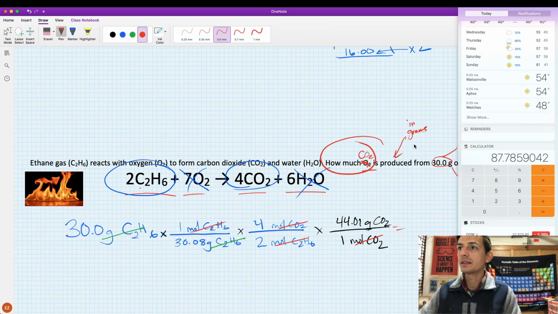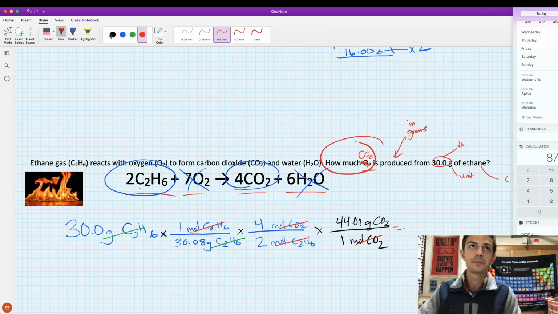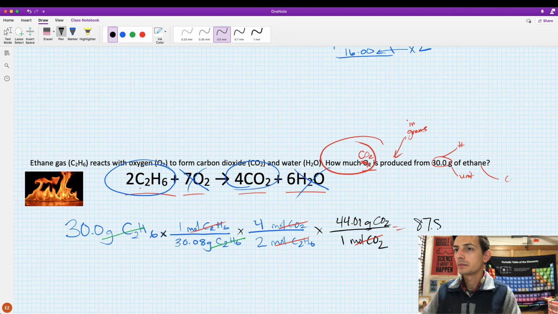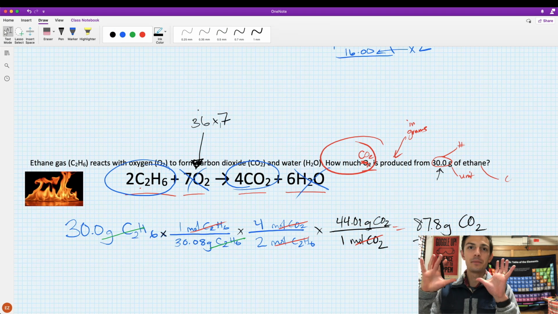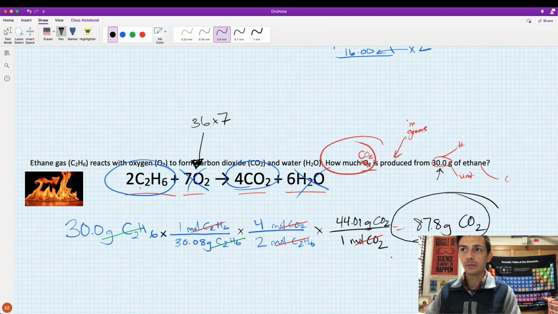87.8. I'm going to round to the tenth place right there. 87.8 grams of CO2 produced. Now remember, in this case, I can end with a number that was greater than the number it gave me as a reactant, because I'm also reacting a ton of oxygen as well, which has a molar mass of 36, and there's 7 of them. So there's a bunch of mass going into this and a bunch of mass coming out. So this is an okay value.